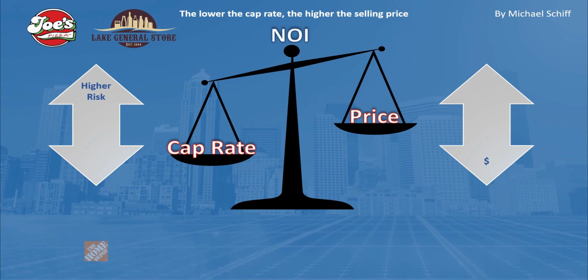So if you were to buy an investment property that, say, had a Home Depot or a Costco or a Trader Joe's in it, obviously that's a much safer investment and is going to sell at a much lower cap rate than if you bought a property with a bunch of mom and pop tenants in it.